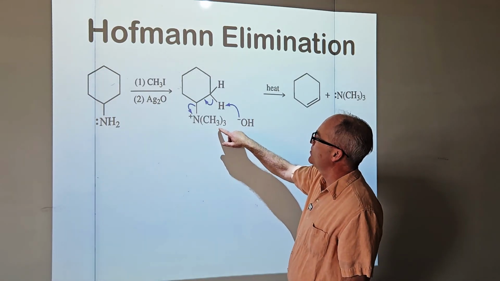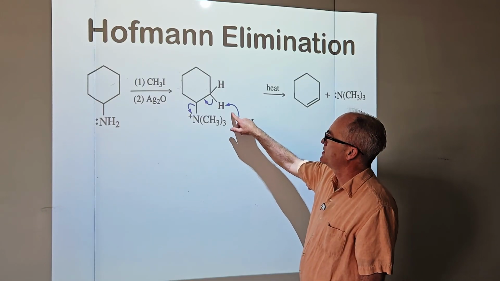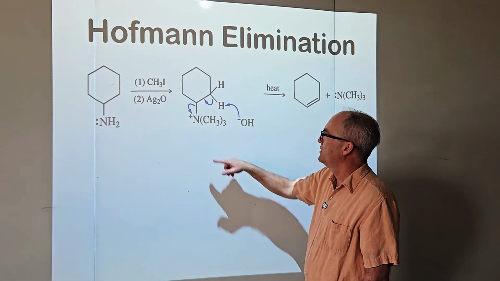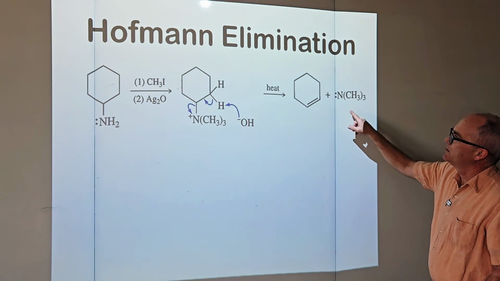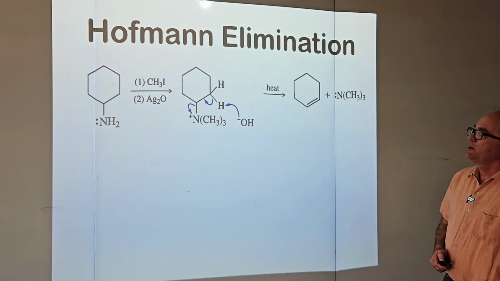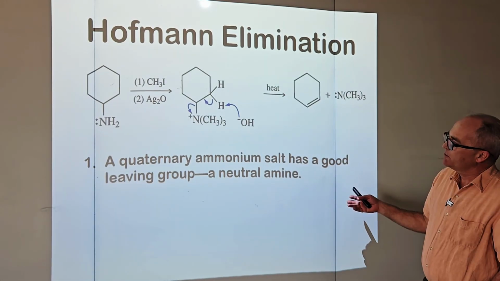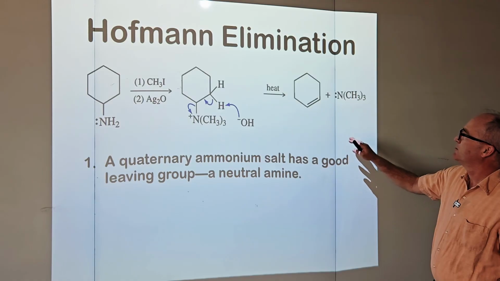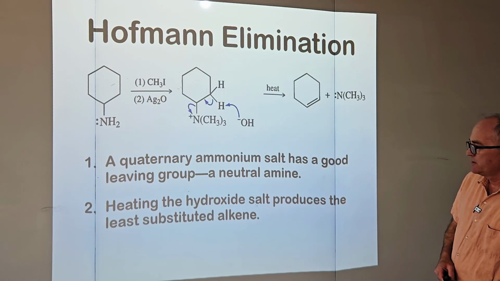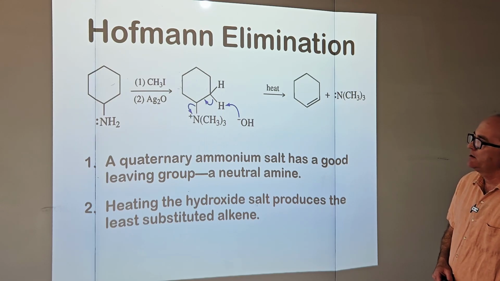So here's our ammonium salt. Once that's occurred, here's a base coming in there, pulls that off, those electrons jump down. This leaves. So there is the elimination, Hofmann elimination. So there should be a little asterisk here. Probably anhydrous conditions, but evidently nature does this. Heating the hydroxide salt produces the less substituted alkene.